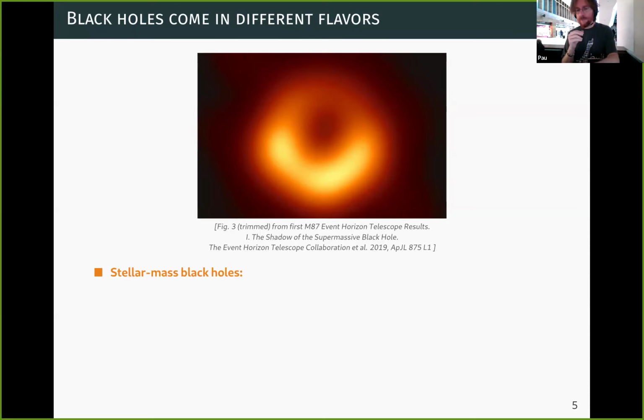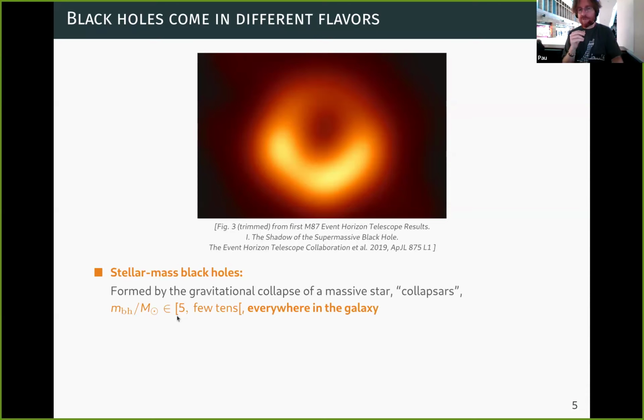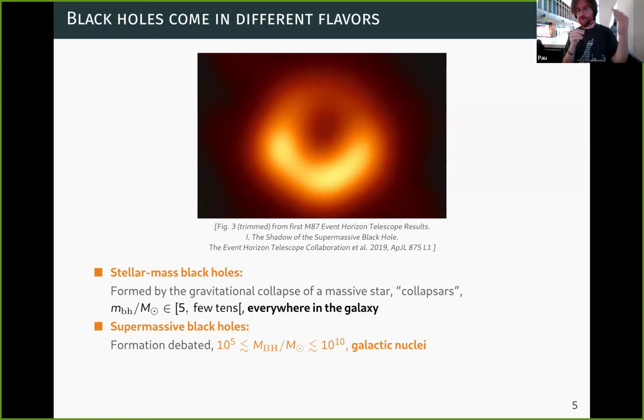We know that there are stellar mass black holes with masses between, say, 5 and a few tens of solar masses, and we call them stellar mass black holes. In principle, they are everywhere in the galaxy. We have supermassive black holes, probably, and they are very fashionable. They show up in basically a lot of Hollywood movies. So they are very attractive and interesting. They have masses between 10 to the 5 and 10 to the 10. 10 to the 10 is 10,000 million solar masses. And then you find them in galactic nuclei.